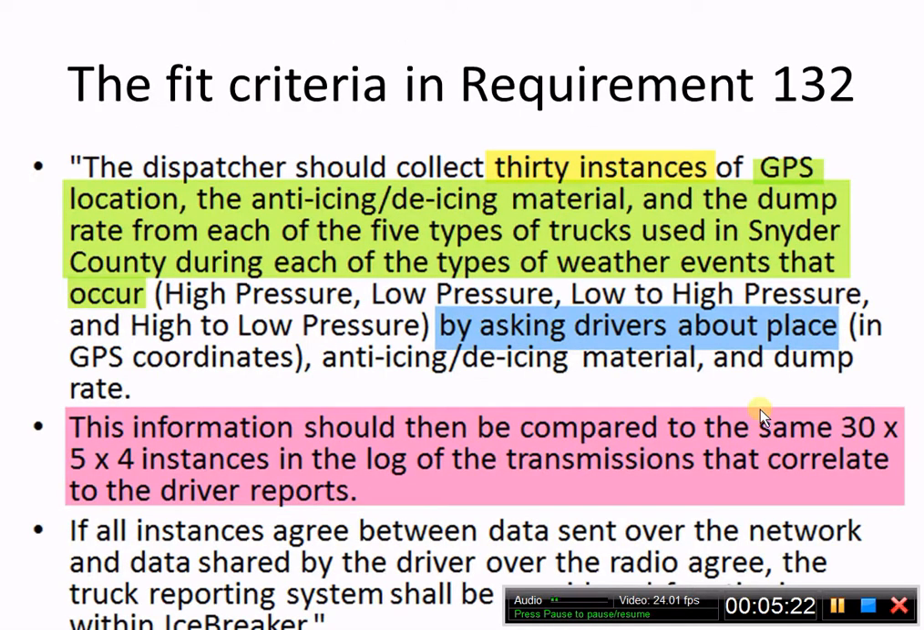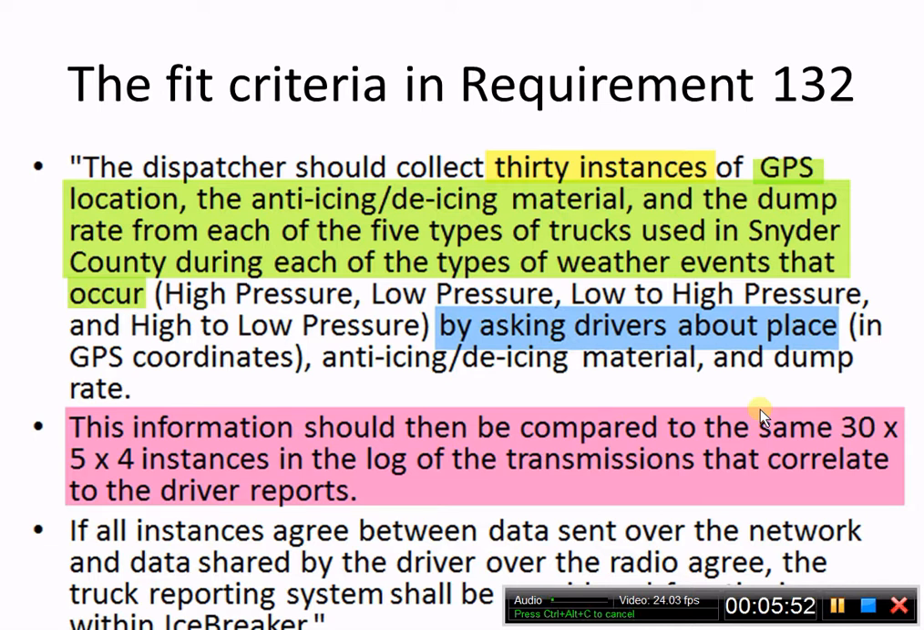The fit criteria in requirement 132 from our slides on Friday is in front of you now. The words in yellow simply indicate that for any particular kind of test at the intersection of truck type and precipitation type, we want 30 of them. The words in green indicate that we will get information from 5 different types of trucks and 4 different precipitation types about the GPS location, the de and anti-icing agent that the trucks are actually dumping, and the disbursement rate.